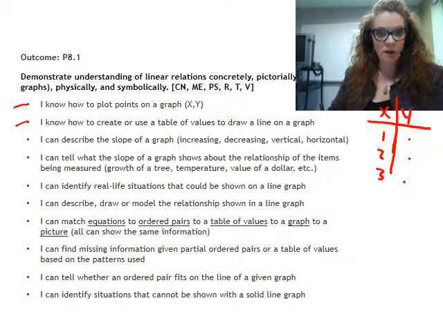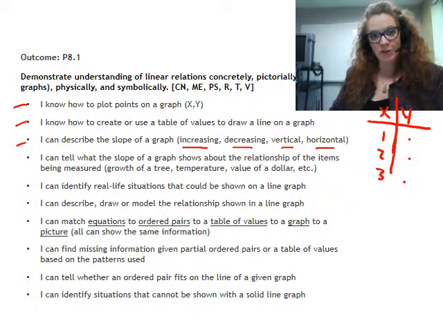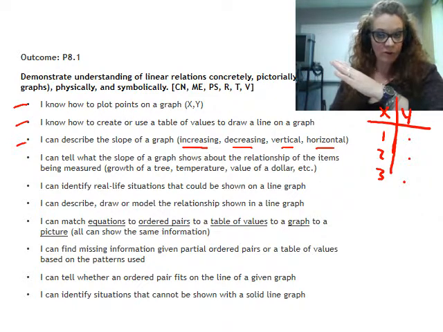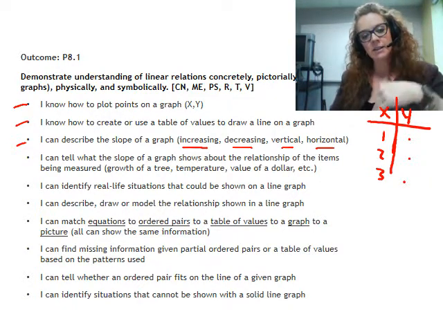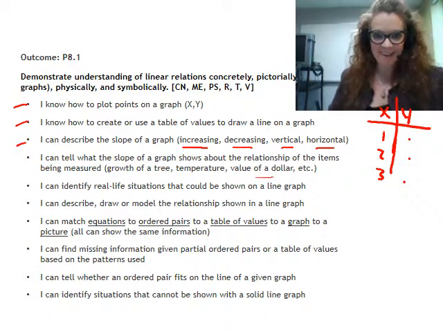Knowing how to describe the slope using these words: increasing, decreasing, vertical, and horizontal, and I've got some examples coming up of that. Tell what the slope of the graph says about the relationship being shown. So if it's an increasing slope, maybe that's the growth of a tree. If it's decreasing, maybe that's temperature going down in your fridge or something. The value of $1, maybe the value of my bank account going down.